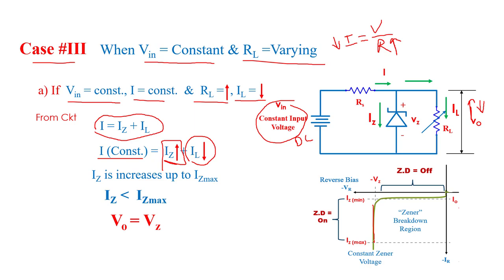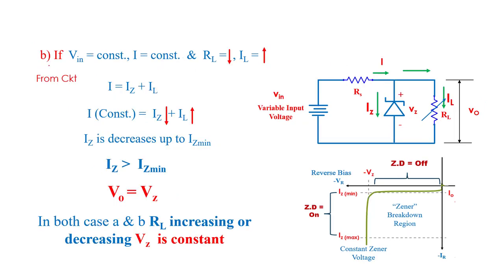At this point, the voltage across the Zener diode is VZ. If the voltage across the Zener diode is VZ, the output voltage is also equal to VZ because both components, the Zener diode and load resistance, are connected in parallel. So V output is equal to VZ. Again we prove that we maintain a constant output voltage, that is equal to VZ.